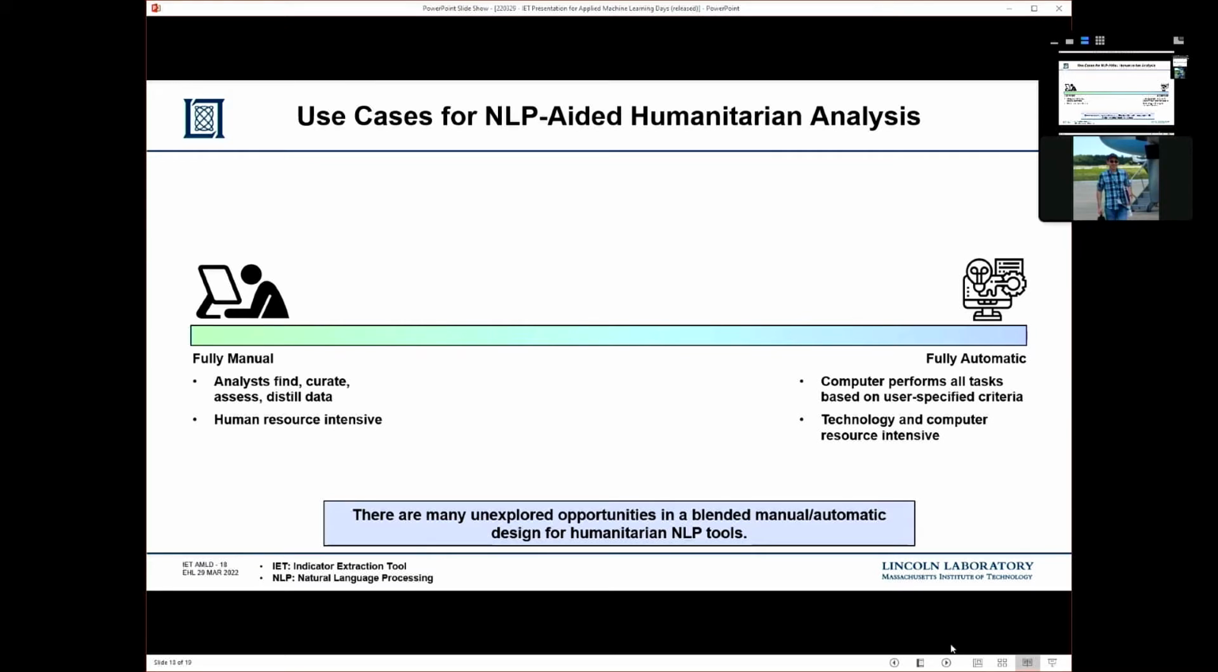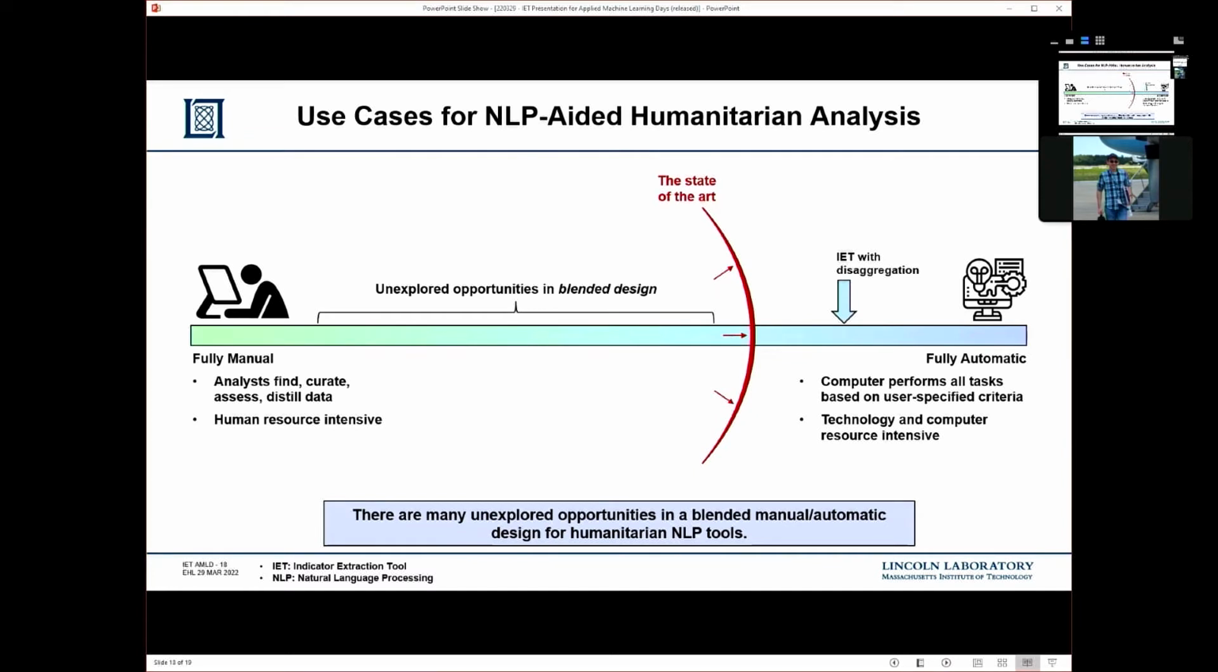The initial version of the indicator extraction tool, the way that it was asked to be designed with the disaggregation intact, is a bit beyond our understanding of the state of the art at the moment. But there's a lot of space in this blended design region where you're trying to take advantage of what humans do best, match it with what computers do best, and create tools that can still save a lot of time and energy, but are much more feasible, especially with a small corpus of humanitarian documents to work with that have been labeled. So as we look at next steps for anything that we develop, we'll be exploring this blended design region to see where that might bear fruit for us.